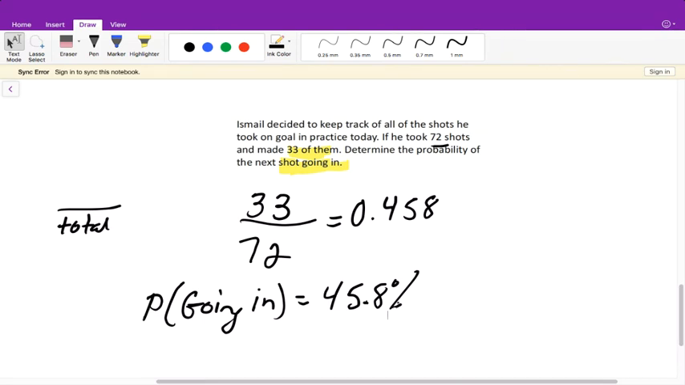So that means that on average, when he shoots the ball, he's making it 45.8% of the time. So we could expect the next one that it would be a 45% chance as well of it going in. All right, because we can use his statistics to predict what he will do next.